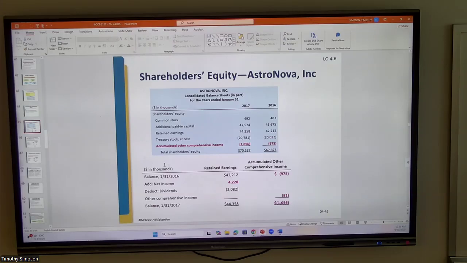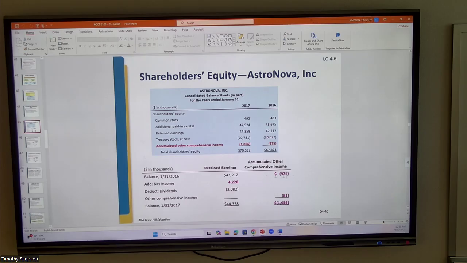And so as a result, we also deduct dividends. We have a balance at 1/31/2017, which is the year end, as of January 31st of 2017. But we also have accumulated other comprehensive income of negative 975,000 in this case. And other comprehensive income is 1,000. So this is what was in the balance right here.